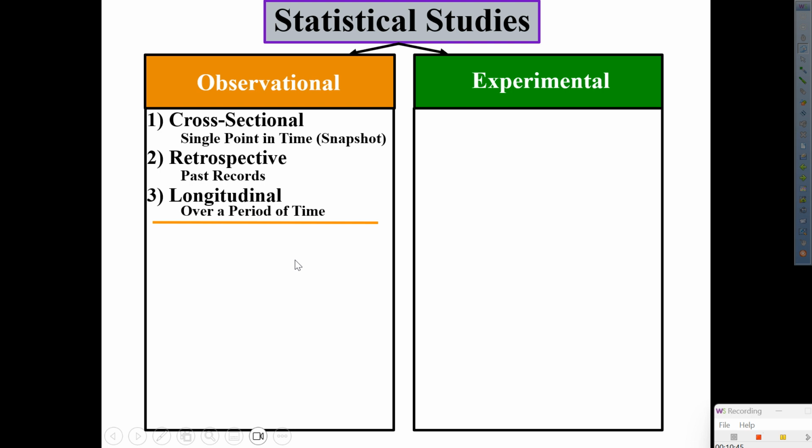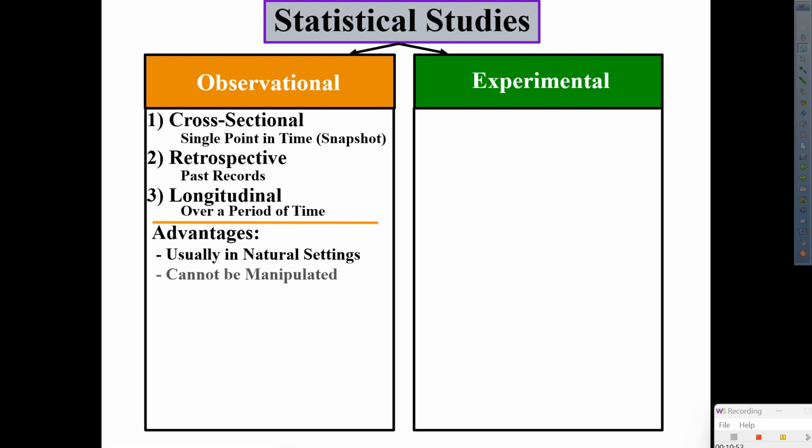Okay? Now, advantages. Write this down. What are they? They're usually in the natural setting. The other advantage is that they cannot be manipulated. Another one is that special circumstances might occur that all of a sudden are going to surprise us in some of those studies.